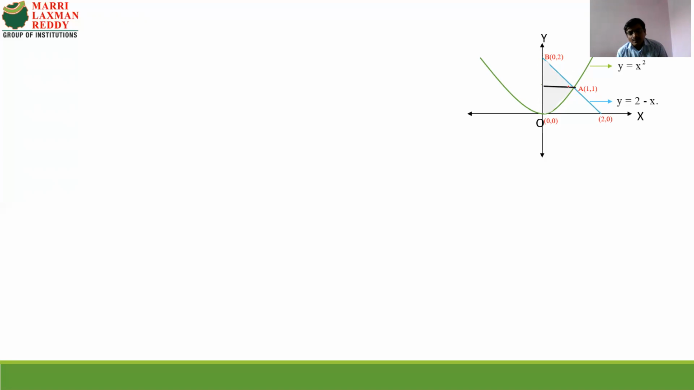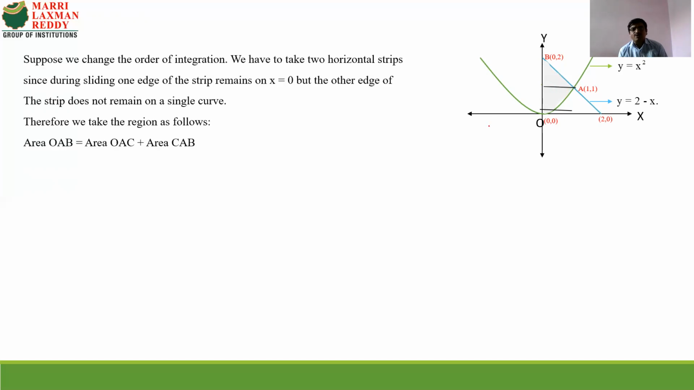Now from the point A, one edge of the strip changes from the straight line to the parabola. Whenever one edge of the strip jumps from one curve to another curve, it indicates that we have to divide this entire region R into two subregions. Those two subregions are given by area OAC plus area CAB. So this is one sub-region and this is another sub-region.